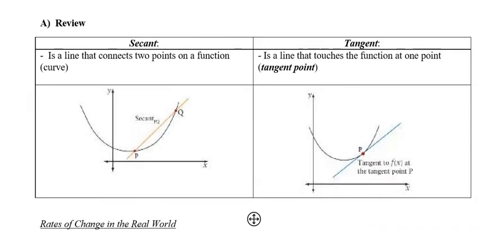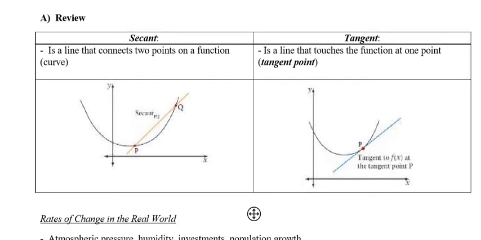So really quickly, before we start going into some calculations, let's do a bit of a review. Hopefully you learned these things in advanced functions. If not, you're going to learn them right now. So the first thing you should know is a secant. A secant connects 2 points on a function. A tangent touches the function at a single point.